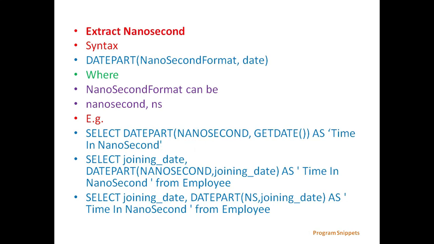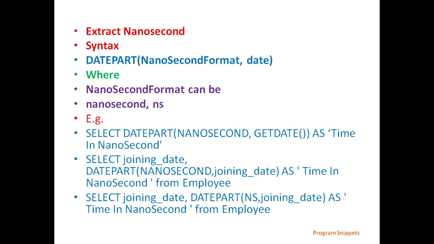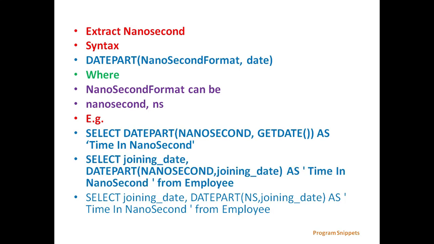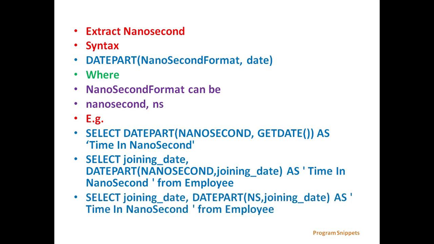Next is extract nanosecond. General syntax is DATEPART with parameters nanosecond format comma date, where nanosecond format can be nanosecond or ns. For example, SELECT DATEPART(nanosecond, GETDATE()) will return time in nanosecond. SELECT DATEPART(nanosecond, joining_date) will return time in nanosecond for the employees joining time. We can also use ns to extract the nanosecond time.